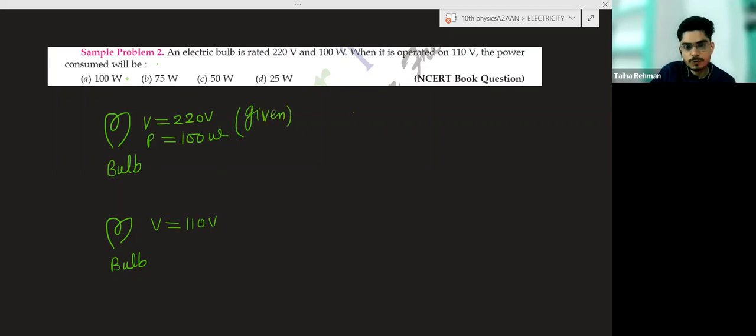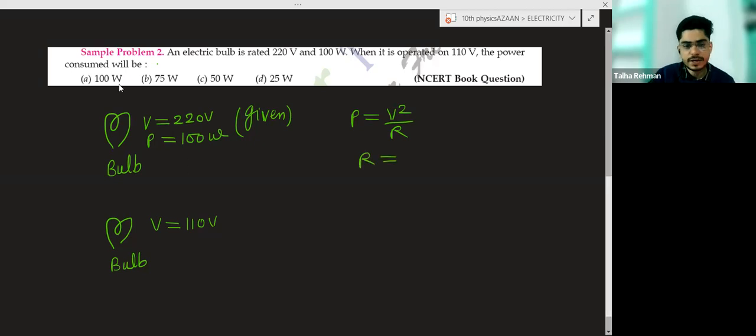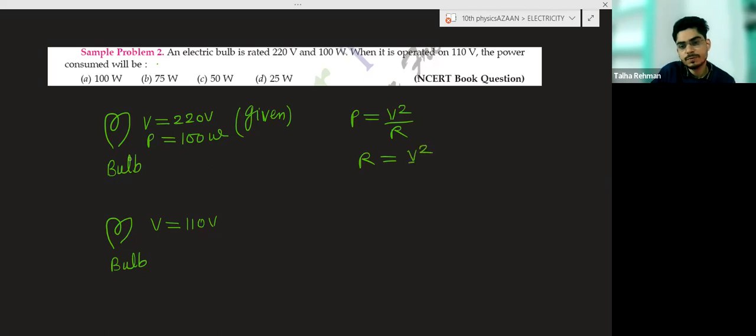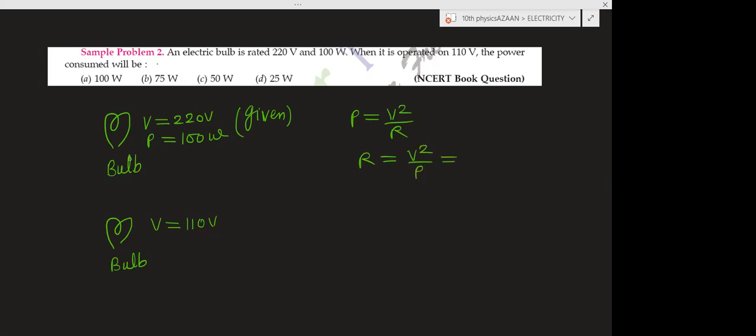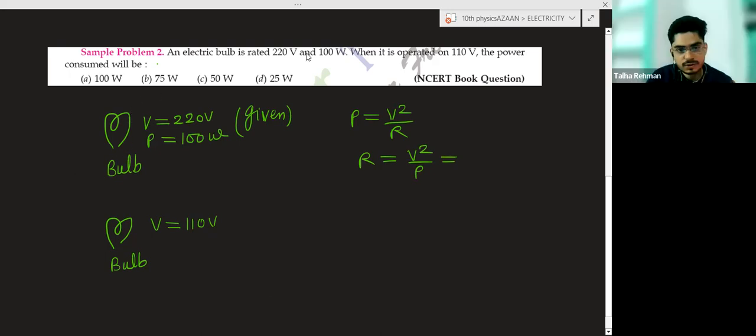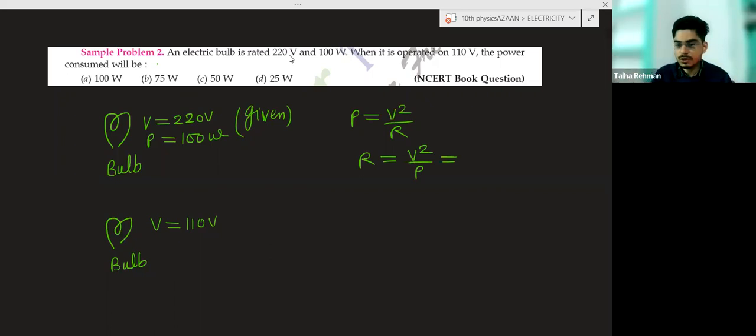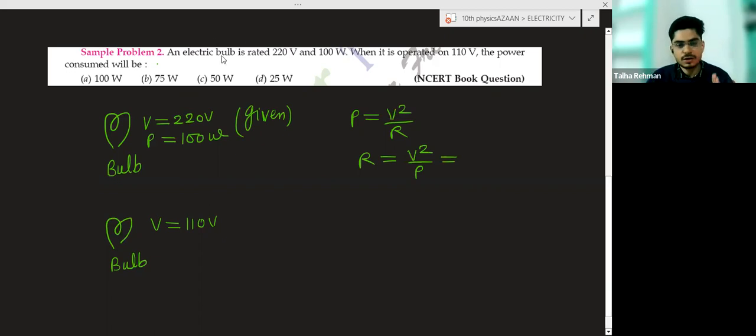There is one formula of power: P is equal to V square by R. From here, can I calculate R? Can I calculate the resistance of this bulb? R is V square by P. Yes, sir. Whenever this is given, this is the rated value, meaning when you purchase the bulb from the market, on the cover of the bulb you will get this value written there. With the help of this value, you can calculate the resistance.